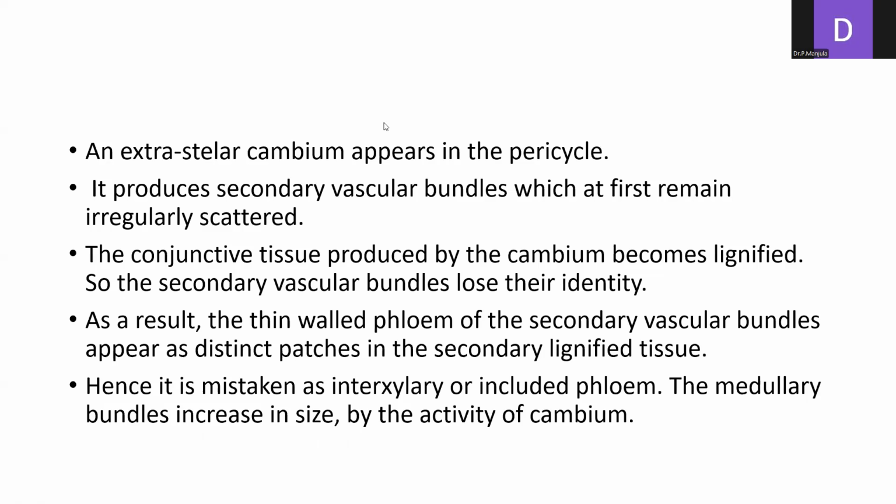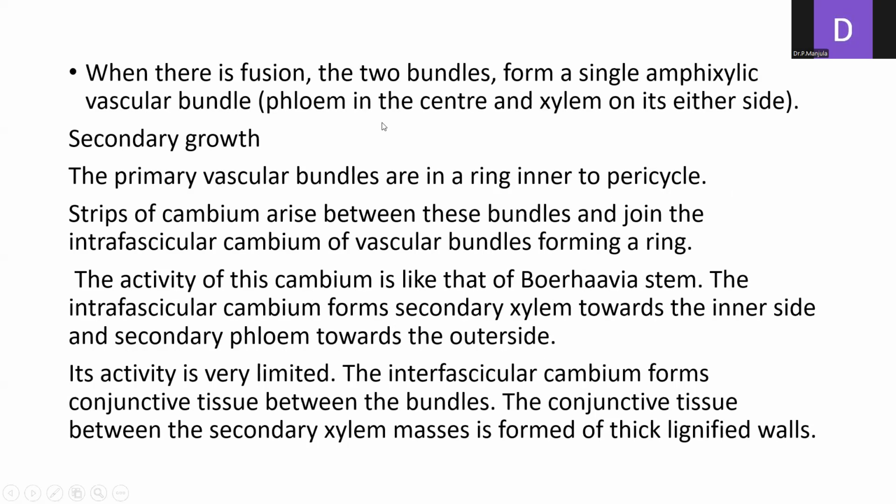So here, generally during secondary growth, the cambial ring is formed, and it produces secondary xylem towards the inner side and secondary phloem towards the outside. But here only the intrafascicular cambium, the cambium strip present between the xylem and phloem, produces secondary xylem towards the inner side and secondary phloem towards the outside.